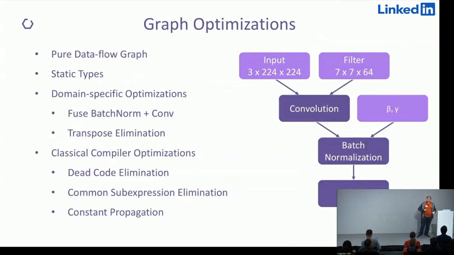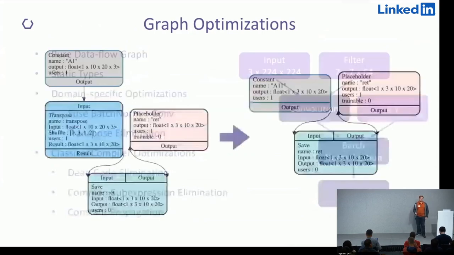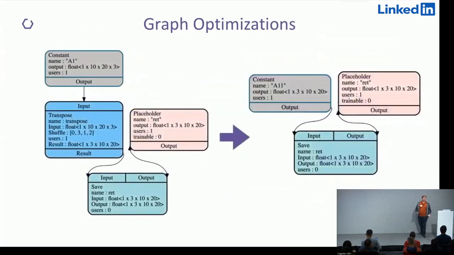Here, we have really two categories. First, you have your domain-specific optimizations. So this is things like fusing a batch normalization and a convolution, or eliminating redundant transposes. But then you also have more classical compiler eliminations: dead code, common subexpression, and constant propagation.